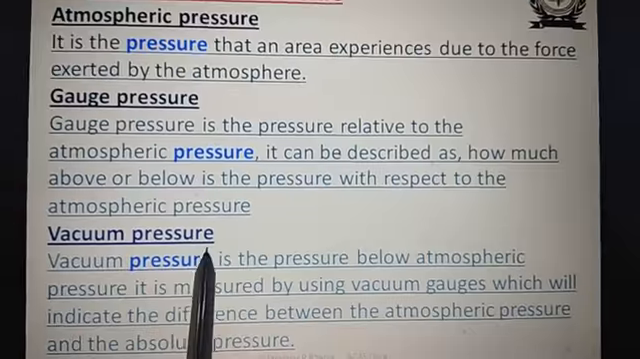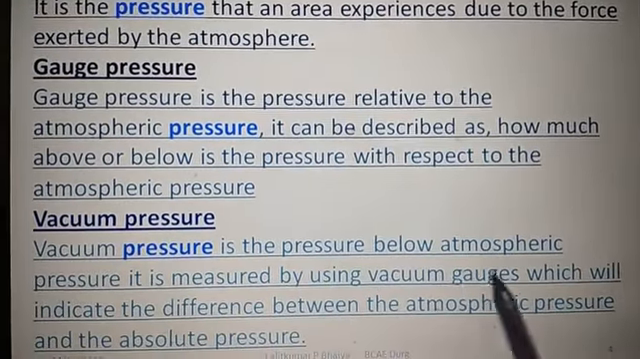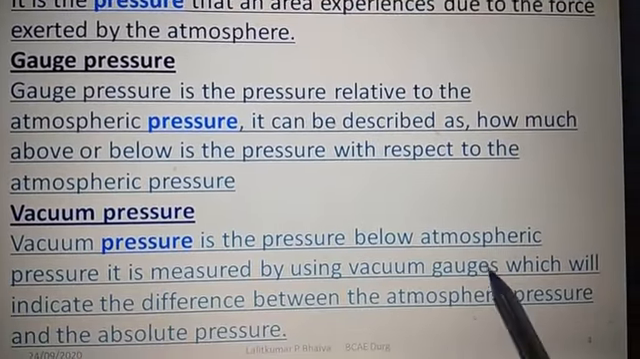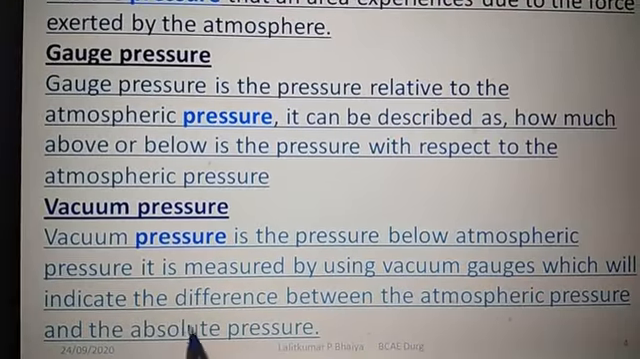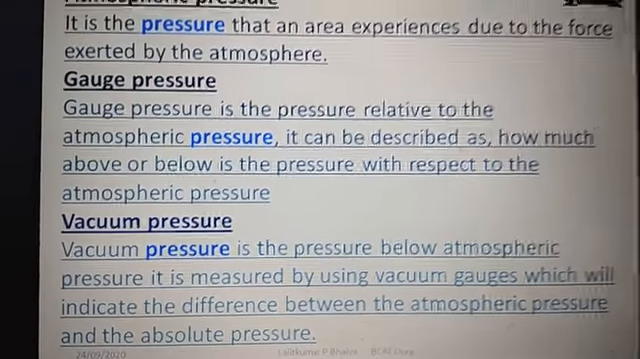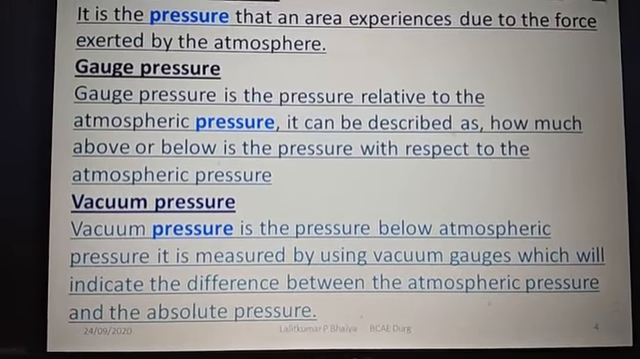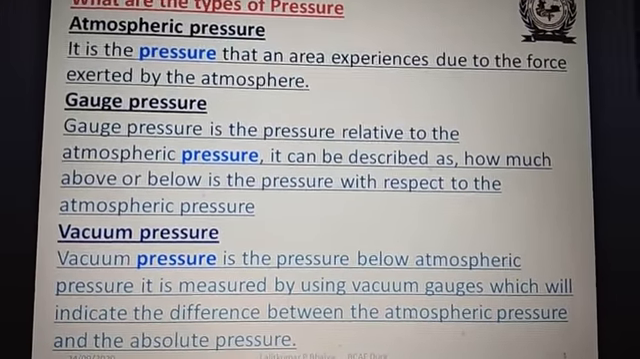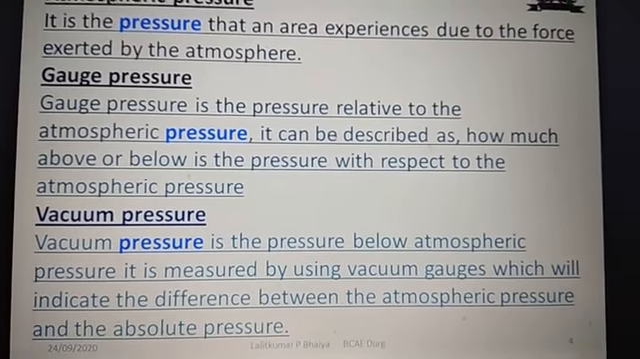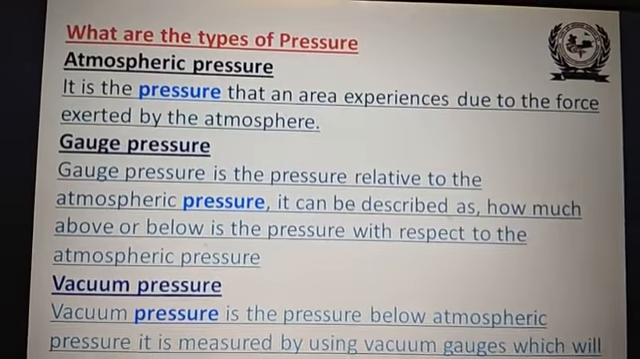Then vacuum pressure. Vacuum pressure is the pressure below atmospheric pressure. It is measured by using vacuum gauges, which indicate the difference between the atmospheric pressure and the absolute pressure. So what is vacuum pressure? Vacuum pressure is the pressure which is below the atmospheric pressure, and it is measured by using vacuum gauges, which indicate the difference between the atmospheric pressure and absolute pressure, right?